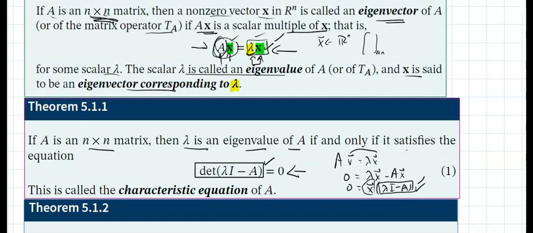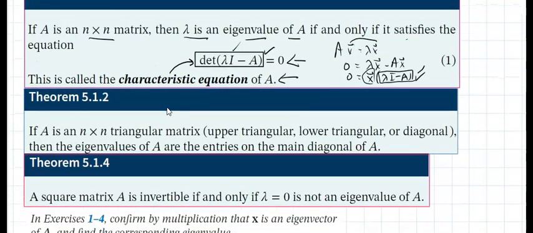Okay, this is called the characteristic equation of A. It's going to be in terms of lambda. And we'll talk about that when we get there, which is in a couple of minutes.